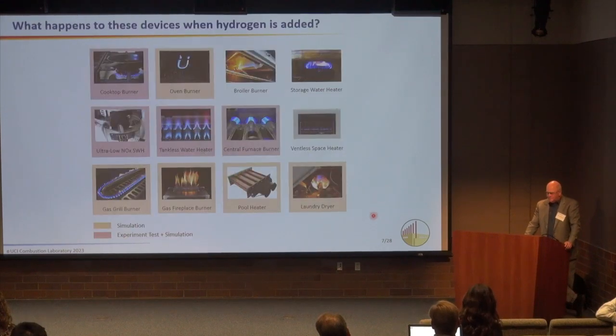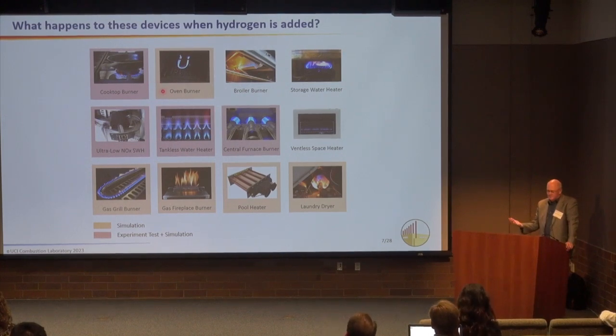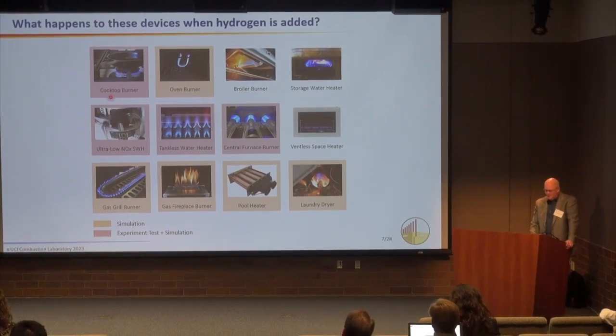So, to the point of this talk, what happens to these kinds of devices when we add hydrogen to natural gas? These are things that if any of you have gas service in your home, you probably recognize. Cooktop burners, oven burners, broiler burners, water heaters, right? All these things can use natural gas. And by bringing in hydrogen to decarbonize some of that, that's a potential opportunity.